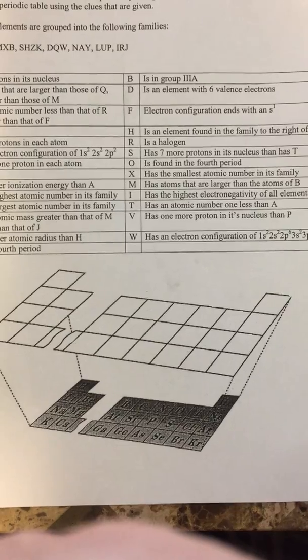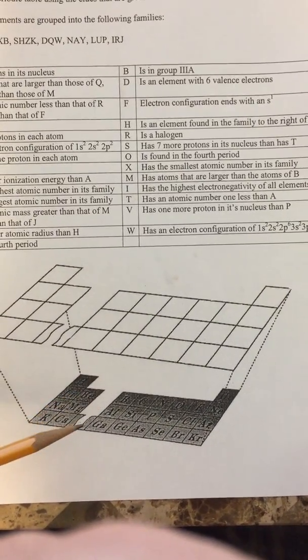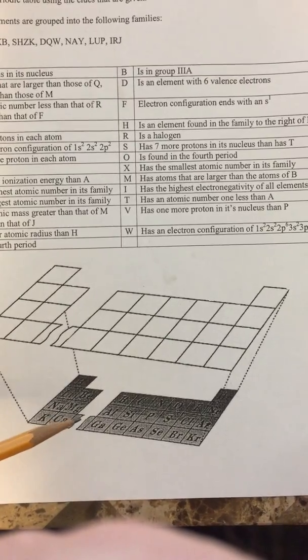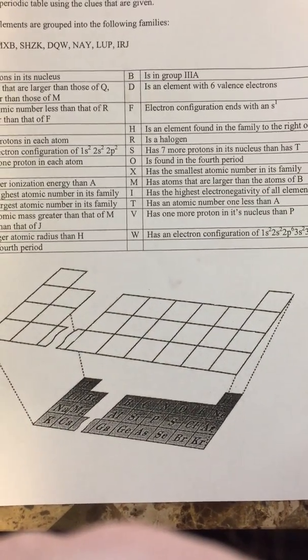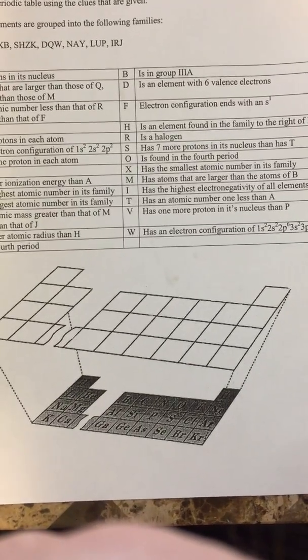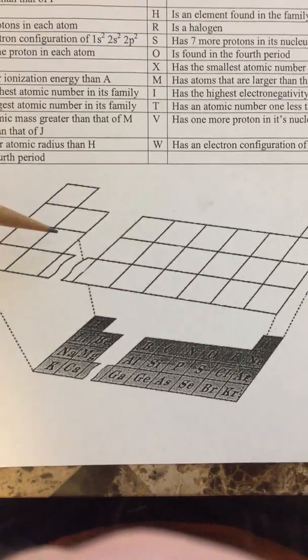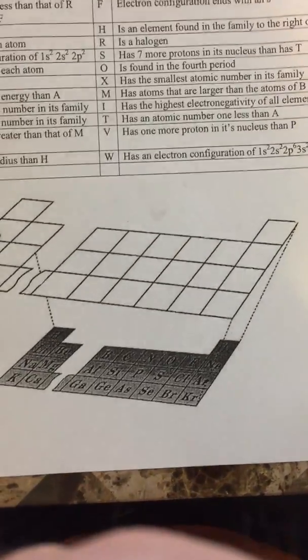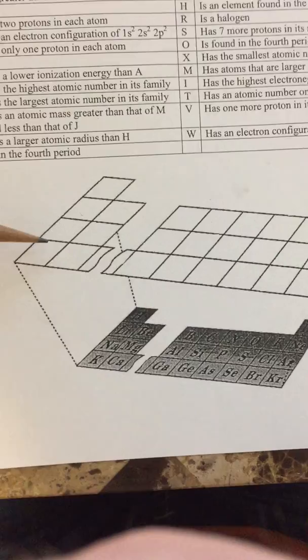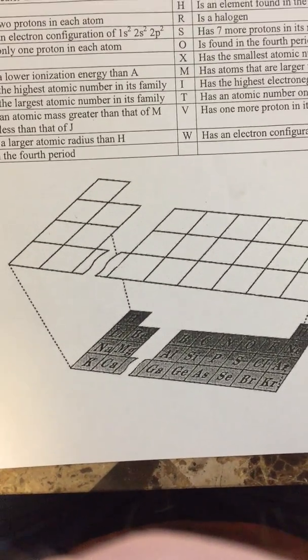The structure of the table is preserved, except that the transition metals are left out, as you can see here in this area, and that there are only 4 periods of the table. As you can see, 1, 2, 3, 4.